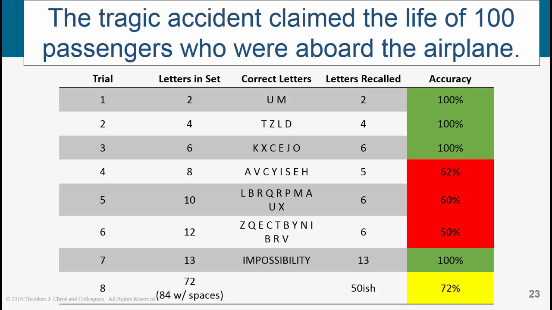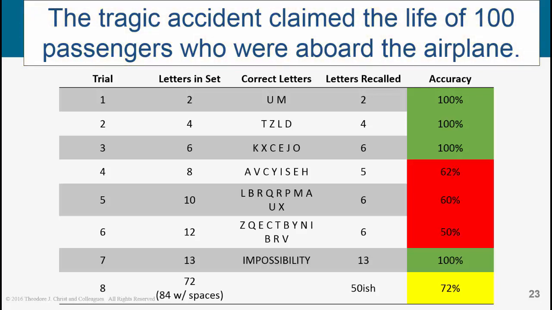And as a child becomes more and more automatic, they begin to store known words in their mental lexicon, and those known words can then be identified as single units of information. So as you go up to 8 unique letters, this was overriding the amount of information we can maintain in our working memory. However, when we got to impossibility, this represented just a single unit of information that's stored in memory. And more so, this is displayed by the sentence, "The tragic accident claimed the life of 100 passengers who were aboard the airplane."